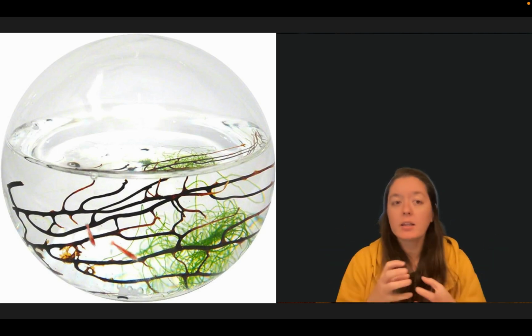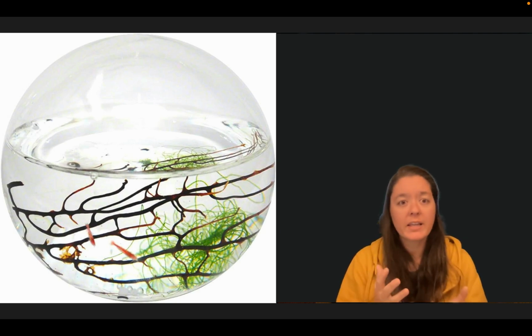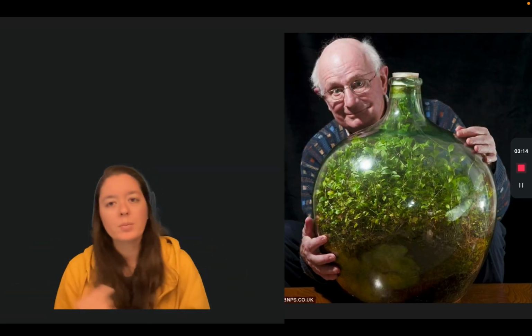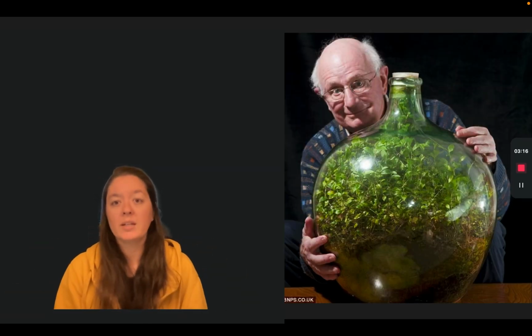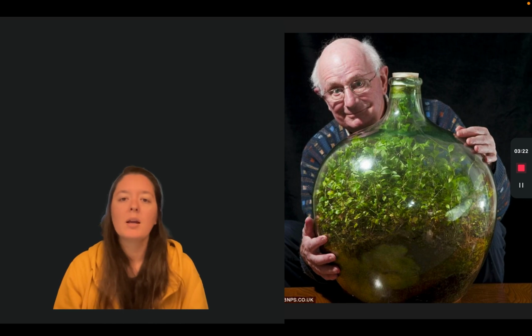It's not getting anything from the outside except for light energy to help those photosynthesizing organisms create sugar and carbon dioxide. All of the gases at the top have been in there forever since it was created. This other picture is of a man who created his own sort of ecosphere. You can see that it is sealed off with a cork or a plug in the top, and he has his own ecosystem happening in there too.